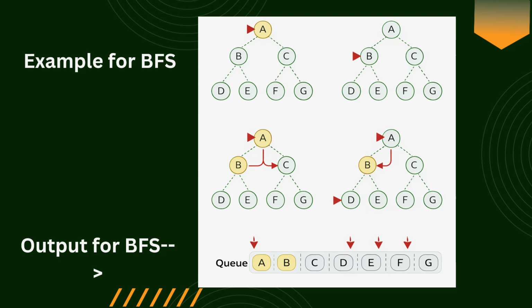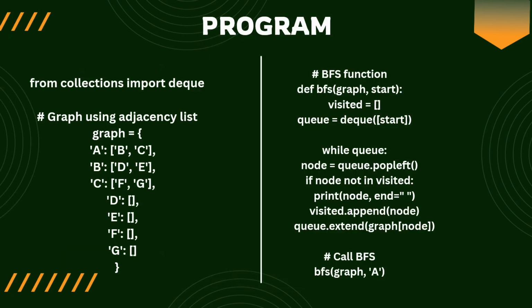Now let us move to the program. This is an example program for BFS. First, we import deque from collections to make a fast queue. Then, we create a graph using an adjacency list. Each node stores its neighbors. For example, A connects to B and C, B connects to D and E, and C connects to F and G. Next, we define a BFS function that takes a graph and a starting node.